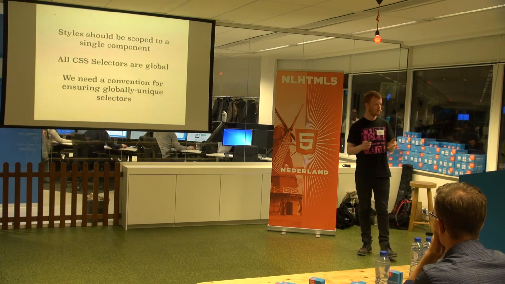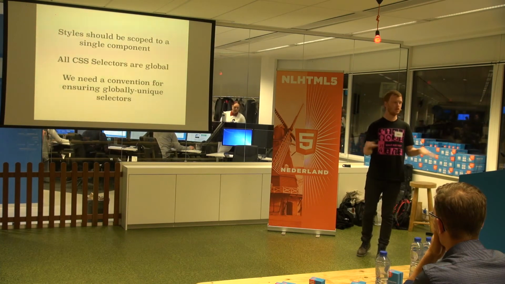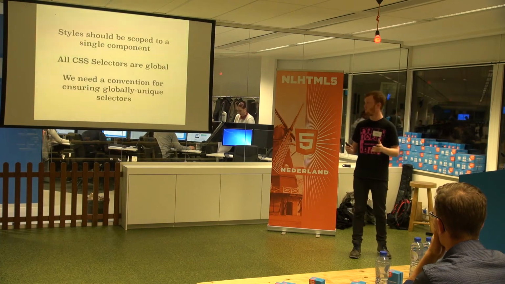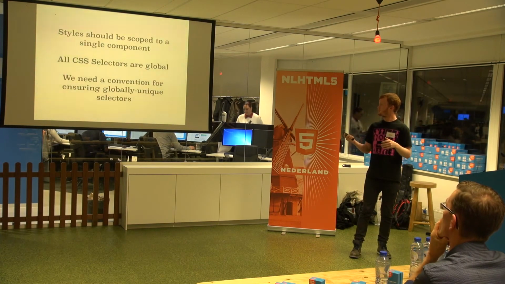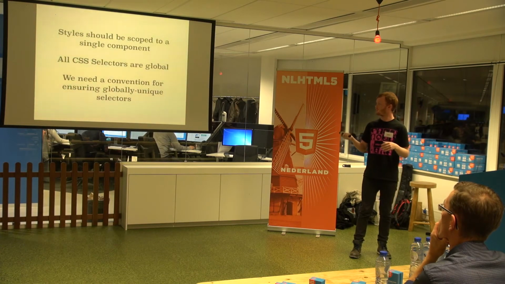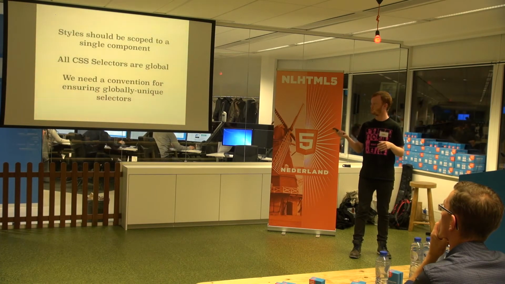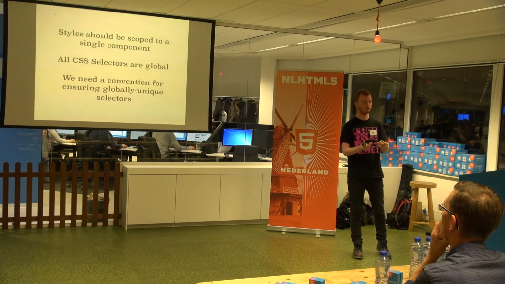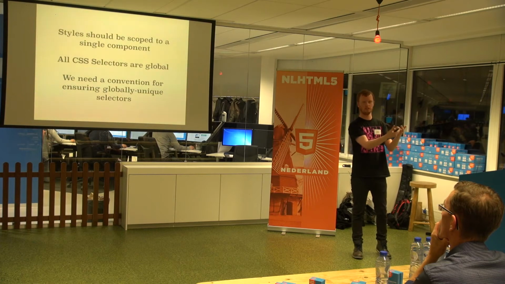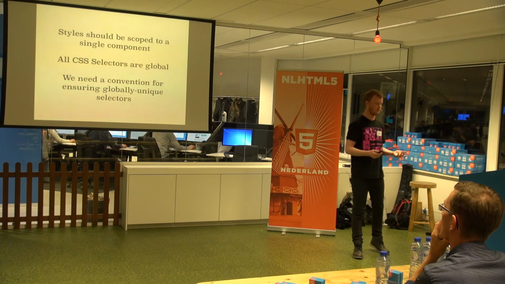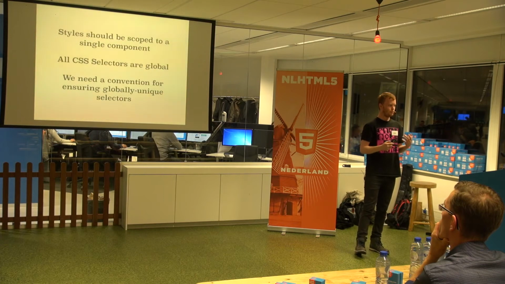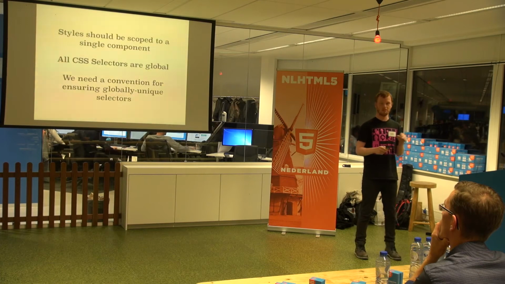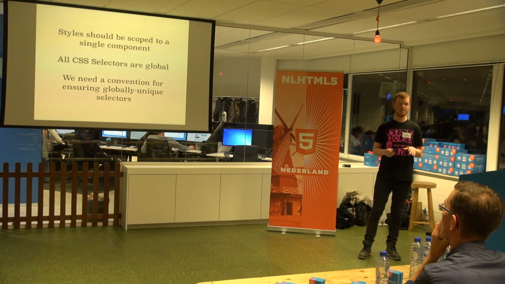So here are some of the goals of the internal architecture of good CSS, regardless of whether you're using modules, SASS, Less, raw CSS, whatever. Style should be scoped to a single component, but all CSS selectors are global, so we should have a convention for ensuring globally unique selectors. That's a problem Ben tries to solve with the block element modifier syntax. Whenever you have a block, you then have an element inside it, and you can then modify it, which is fine. But because it's a convention, not programmatically controlled, it's really difficult because, as it turns out, naming things is hard.